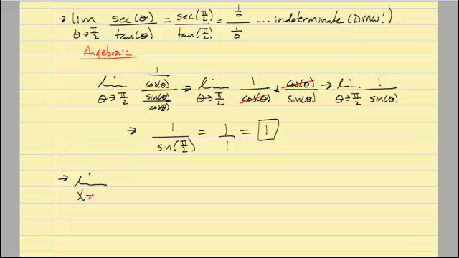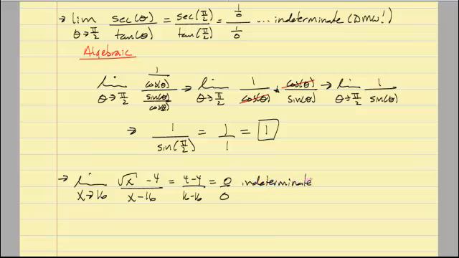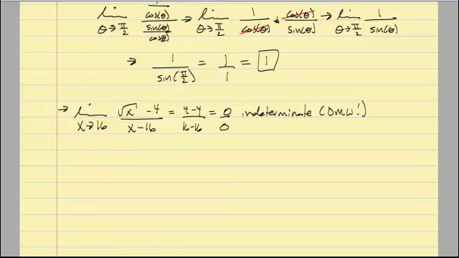The limit as x approaches 16 of the square root of x minus 4 over x minus 16. So this one we can plug directly in as well. Plugging directly in, I get the square root of 16, which is 4, minus 4 over 16 minus 16, which of course is 0 over 0. 0 over 0 represents an indeterminate limit. Indeterminate means to do more work. Well, the more work we can do here is algebraic.